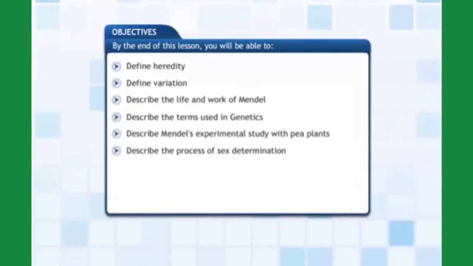By the end of this lesson, you will be able to define heredity, define variation, describe the life and work of Mendel, describe the terms used in genetics, describe Mendel's experimental study with pea plants, and describe the process of sex determination.